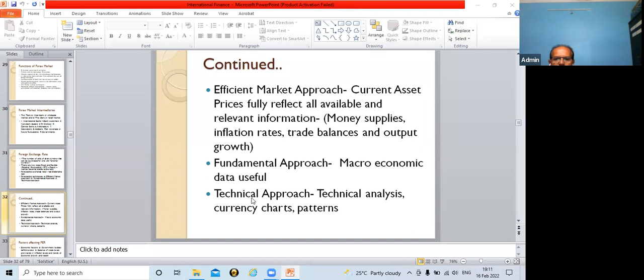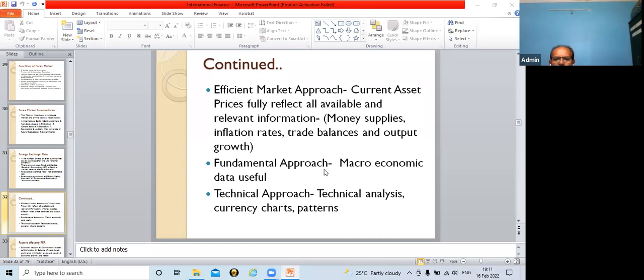Then another approach in regards to forecasting of foreign exchange is the technical approach. The technical approach consists of technical analysis with the help of tables, charts, and patterns. So currency charts and patterns. This data is collected and proper analysis is done of these charts and patterns. Different tables are studied, and on the basis of that, the foreign exchange market is forecasted.